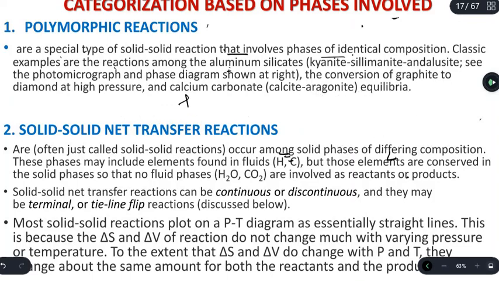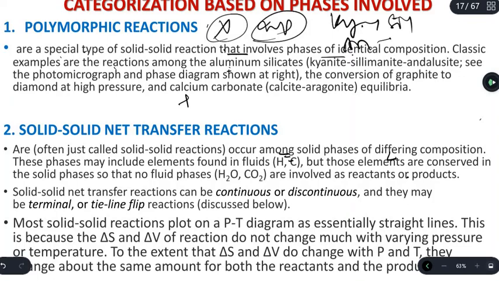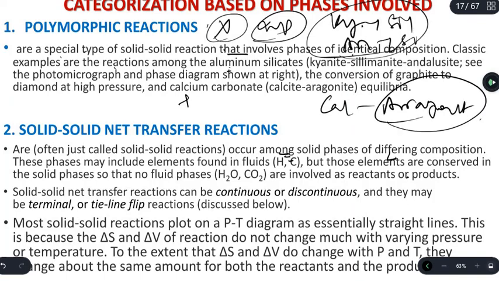Okay, any doubt here regarding the polymorphic reaction? ठीक है, polymorphic reaction is not that important for the examination. ये क्या दिया होगा? Kyanite to sillimanite, Andalusite to sillimanite. This type of reaction is the polymorphic reaction. Calcite to aragonite. Okay, aragonite is not stable at the surface condition, right? Am I right or wrong? It is not stable because it is found in the high pressure condition.